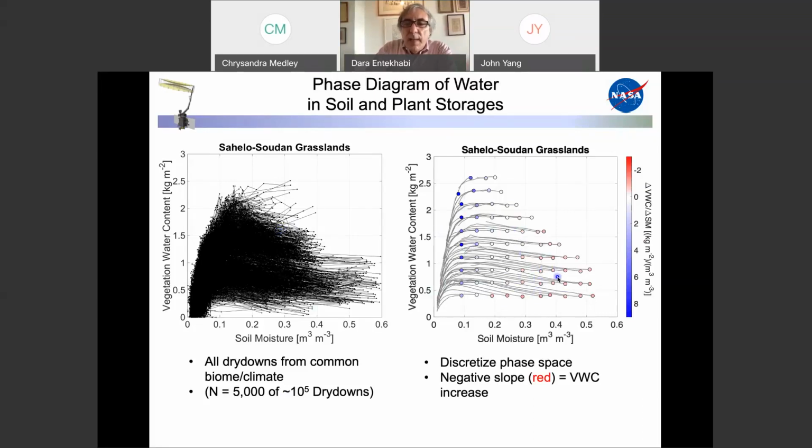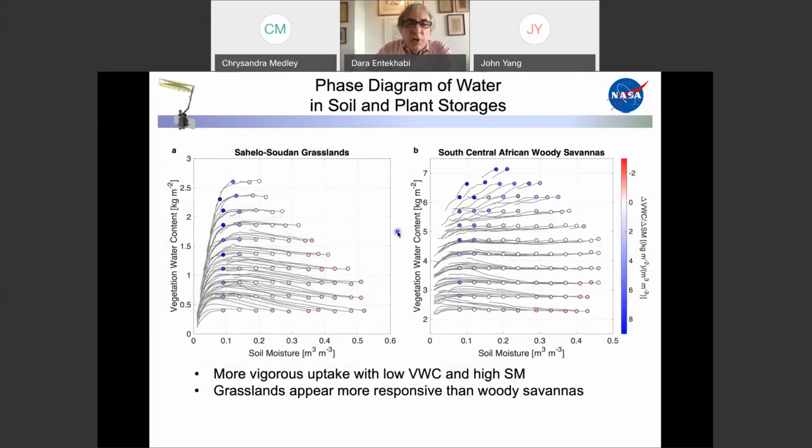When the soil is wet, right after a storm, the slope is very large. There's a lot of water uptake. Vegetation water content goes up. And then at a certain threshold, there's a crash. The plant just starts losing water at a very rapid pace. And that behavior is different for different vegetation types. And again, I'm just showing examples of these.